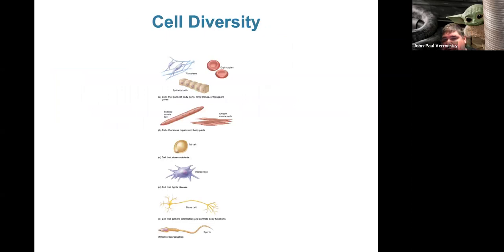And here's just some diversity. We can see erythrocytes, which are red blood cells, fibroblasts, epithelial cells. This is what we typically find in structures like the skin, muscle cells, fat cell, macrophage, which is a white blood cell, nerve cell. You can see this is very long. This can actually be several feet long. And then a sperm cell. Sperm cell is actually the only cell in the human body that has a flagella.